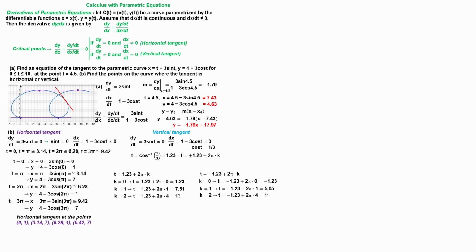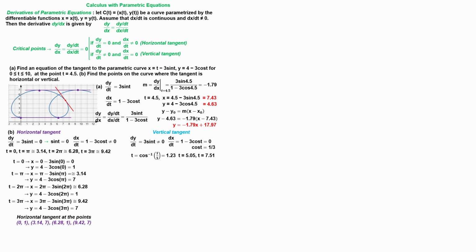Now that we have found the values of t that yield vertical tangents, we can determine their corresponding xy coordinates by plugging these values into the parametric equations. Therefore, the vertical tangents will occur at the following points.